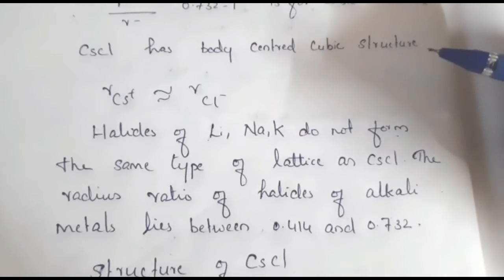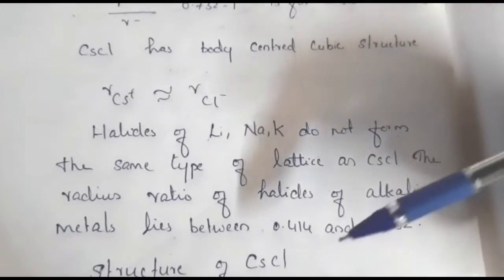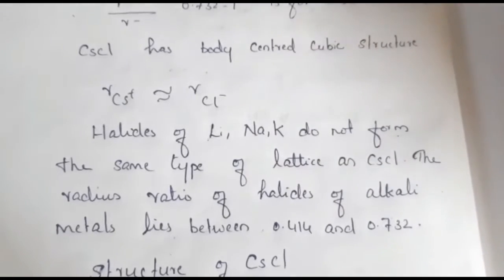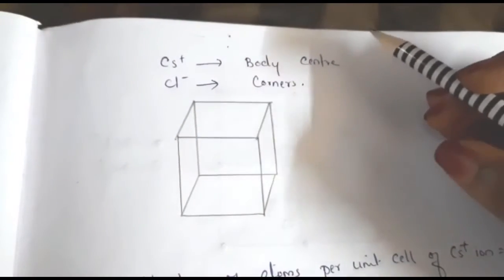So cesium chloride is having body-centered cubic structure, and the coordination number of cesium chloride will be higher compared to that of sodium chloride, because in sodium chloride, the radius ratio is smaller. It is an octahedral shape, so octahedral arrangement coordination number is only 6, but for cesium chloride arrangement it is a cubic structure, so the coordination number will be higher. Now let us discuss the structure of cesium chloride.